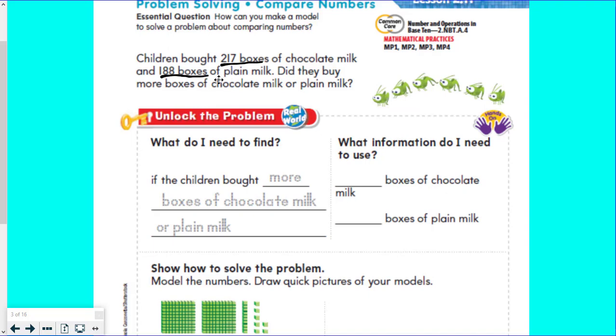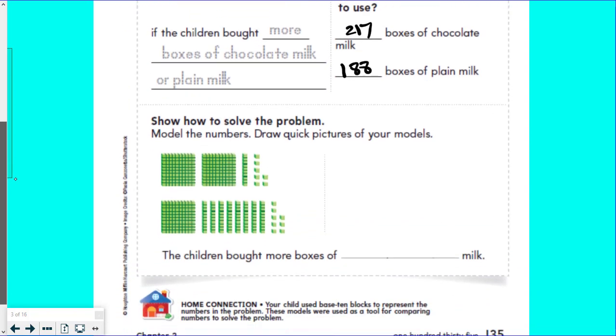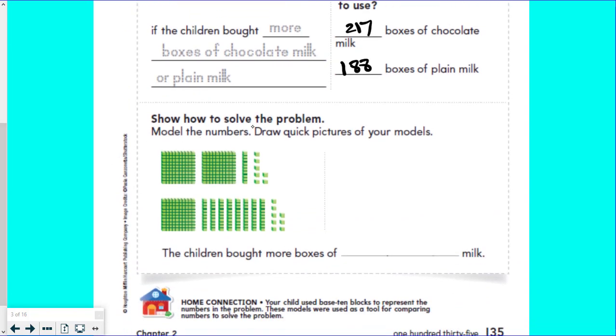So from taking our notes, we underlined some numbers. So there were 217 boxes of chocolate milk and 188 boxes of plain milk. Okay? So that's the information I need to solve this problem. Show how to solve the problem. So it says model the numbers, draw quick pictures of your model. So they've already modeled it for you using base 10. You can model it at home if you'd like. But now we're going to draw quick pictures to match the model.